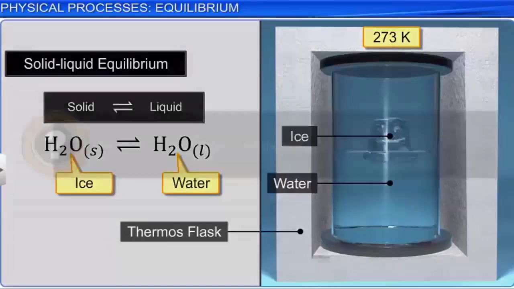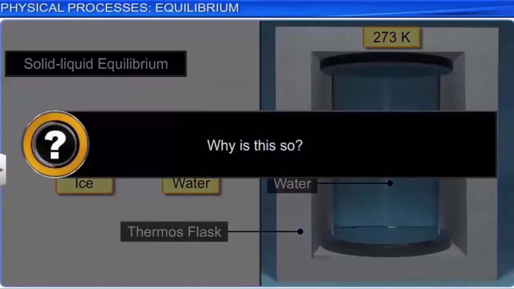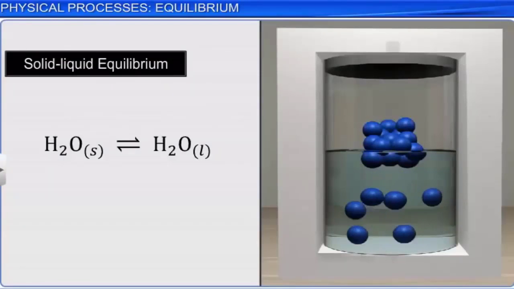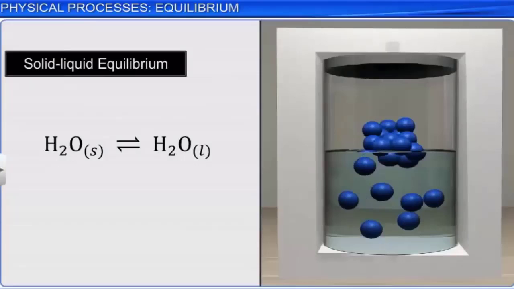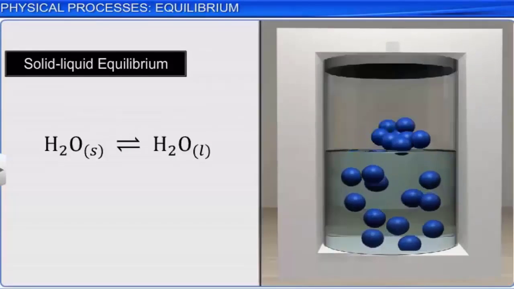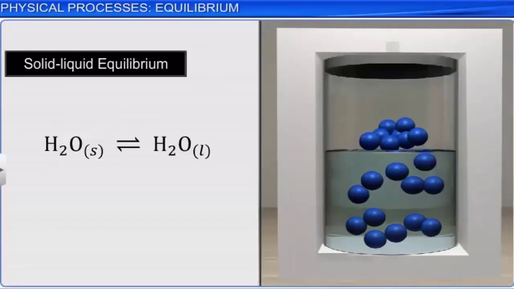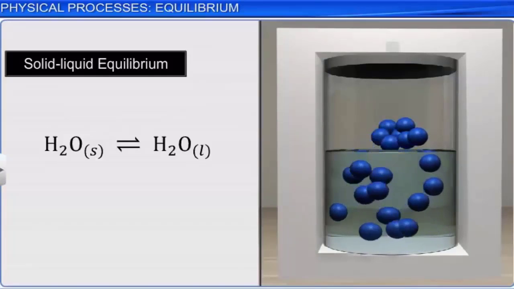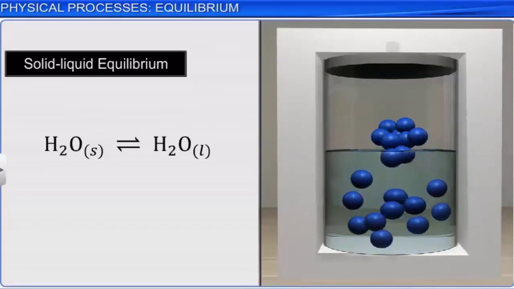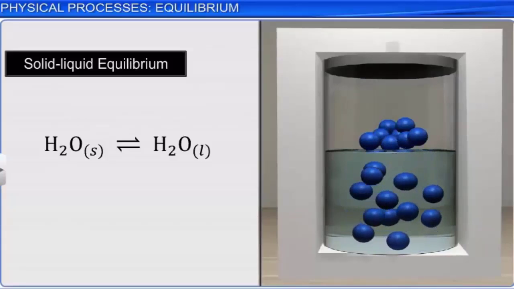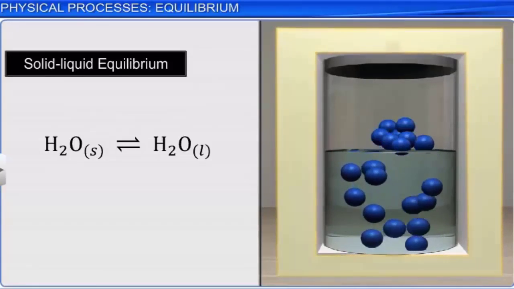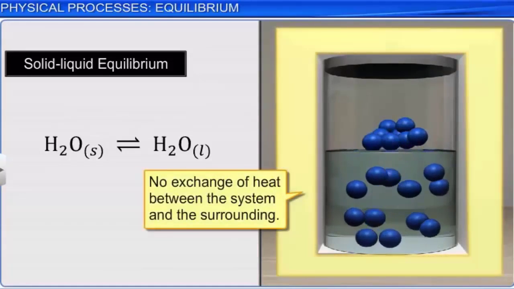Ice-water equilibrium is a dynamic equilibrium, where the number of molecules going from ice into water and the number of molecules going from water into ice are equal. As the rates of transfer of molecules from water to ice and from ice to water are equal, there is no change in the masses of ice and water. Since the system is insulated, no exchange of heat between the system and the surroundings is possible, and hence, the temperature remains constant.